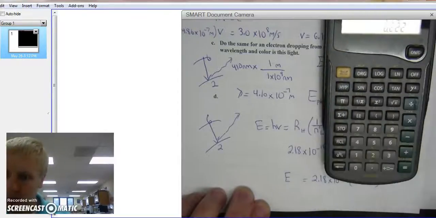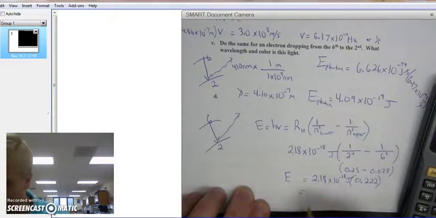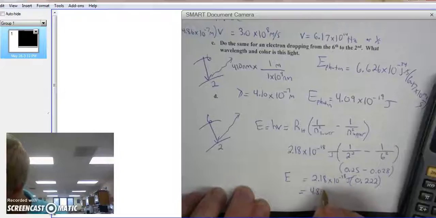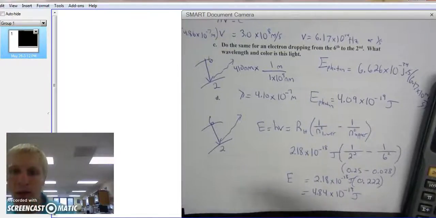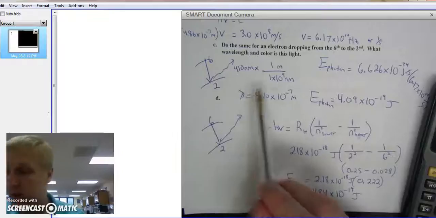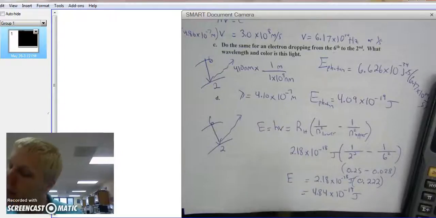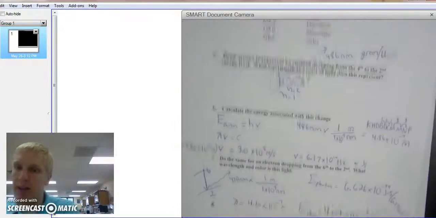Alright, so I'm multiplying this out, 2.18 e negative 18. So that gives me an energy of 4.84 times 10 to the negative 19th joules is my E. So if the question we're asking you were, what is the energy of this photon or this light being emitted, that would be my energy. However, it's saying what wavelength and color is this light. So I need to find a wavelength so that I can then determine which color of light it is.